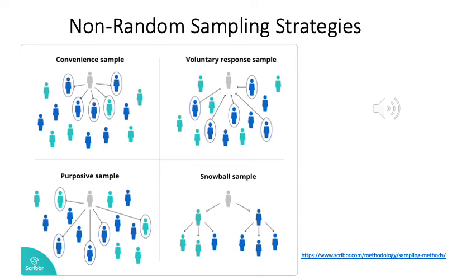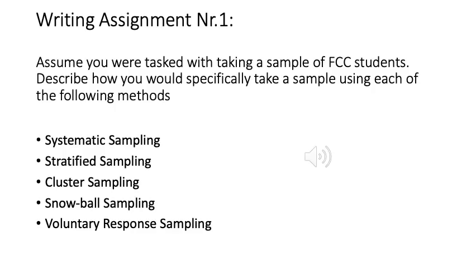Then there's purposive sampling. Here, you're not even pretending to randomly pick people. You're actually picking people on purpose. Now we do this in qualitative research because we want to ask questions of particular people. This is when we use purposive sampling. We want to pick particular people because of a particular quality that they have, or some kind of characteristic that they have.